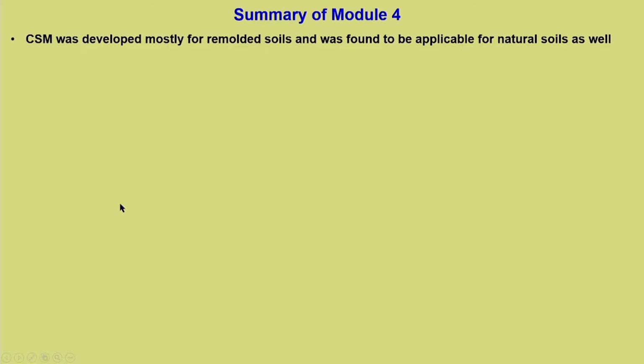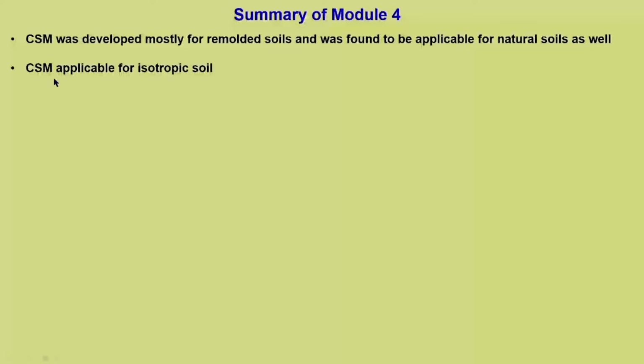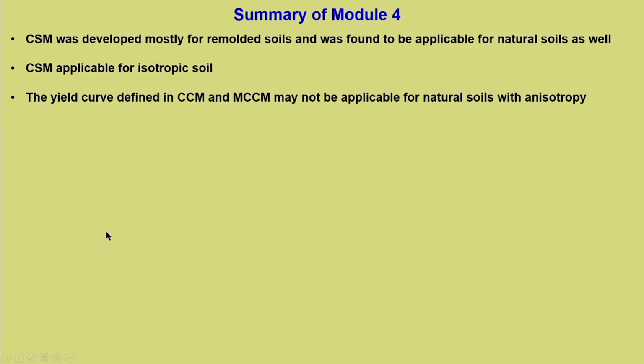Now let us discuss a few things in addition to what we have learned. Critical state model was developed mostly for remolded soils, which we have already discussed, and it was found to be applicable for natural soils as well. It closely relates in most of the cases, but there are cases where it deviates as well. Now we need to understand critical state model is basically applicable for isotropic soil. The yield curve defined in CCM and MCCM may not be applicable for natural soils with anisotropy.